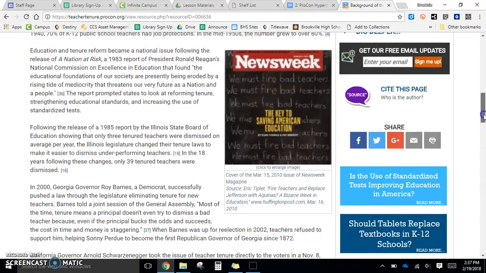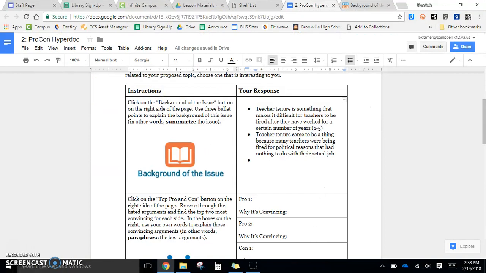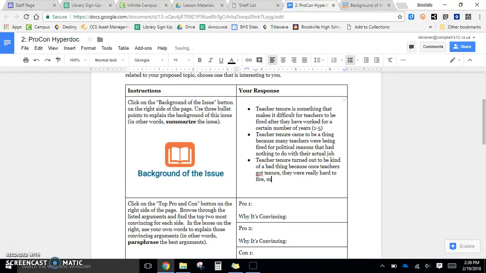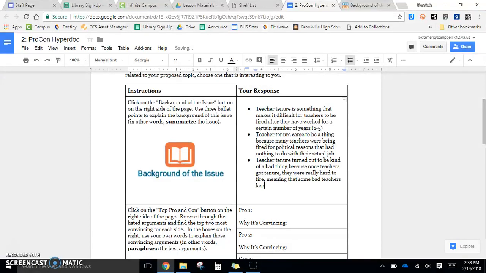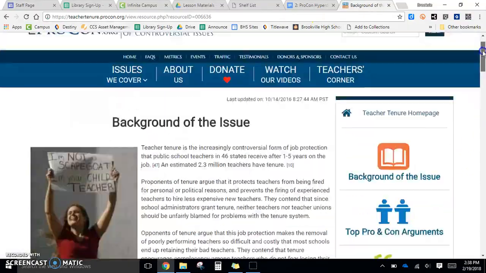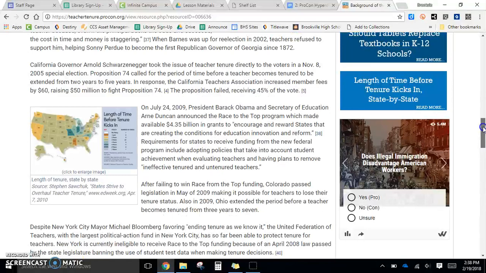And then I kept reading, and particularly in this paragraph, I found out some of the reasons why people were against teacher tenure. So teacher tenure turned out to be kind of a bad thing because once teachers got tenure, they were really hard to fire, meaning that some bad teachers kept their jobs. Okay, so this is a summary, very short, of a very long article here, but I've gotten the main points out of it. All right.